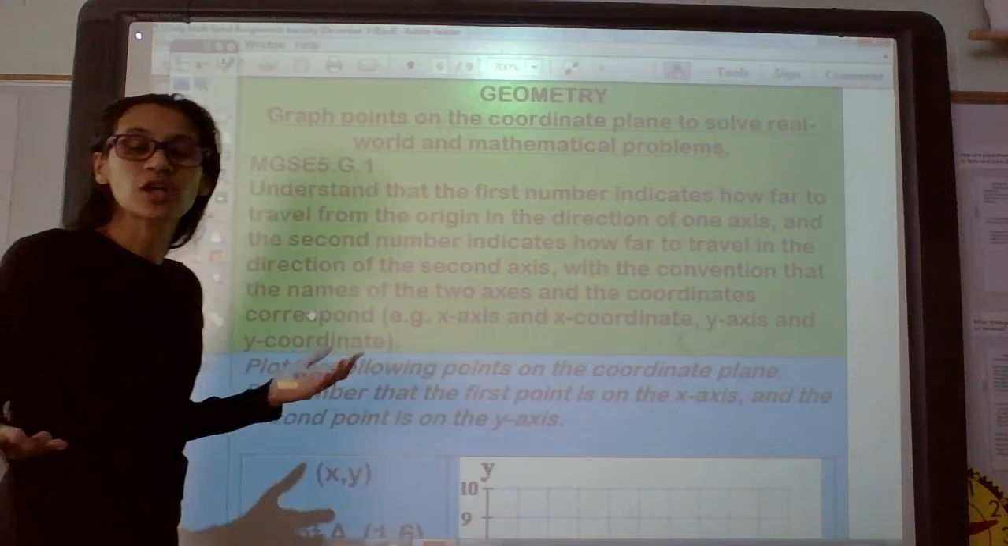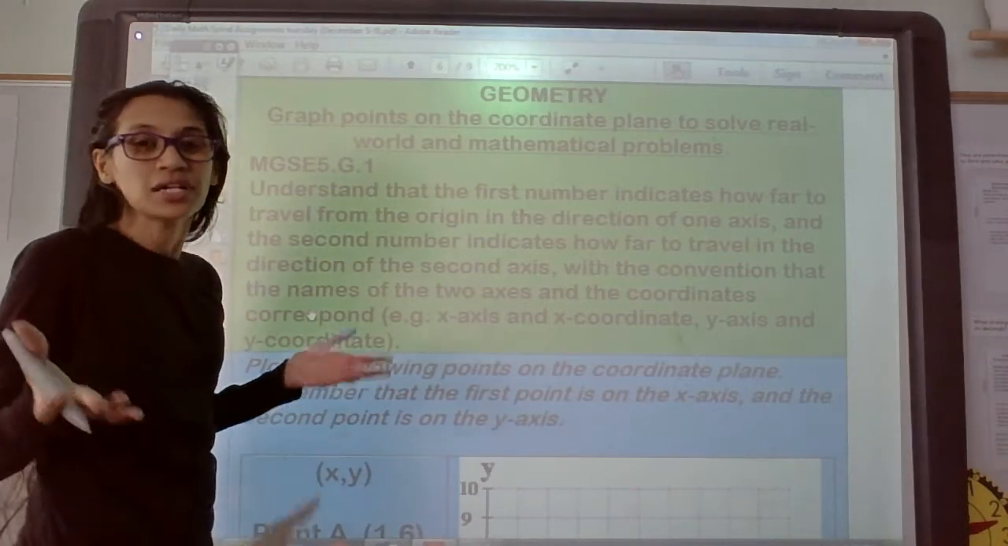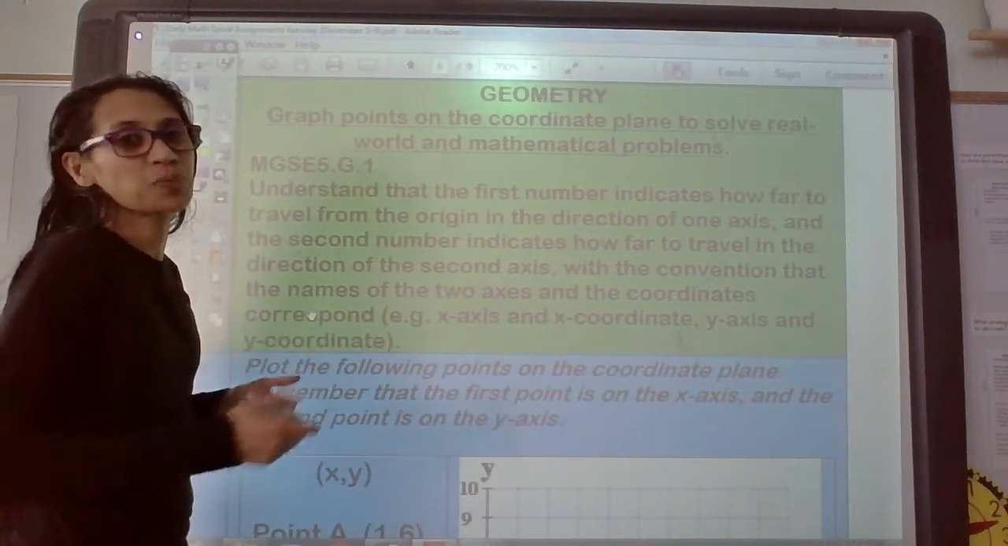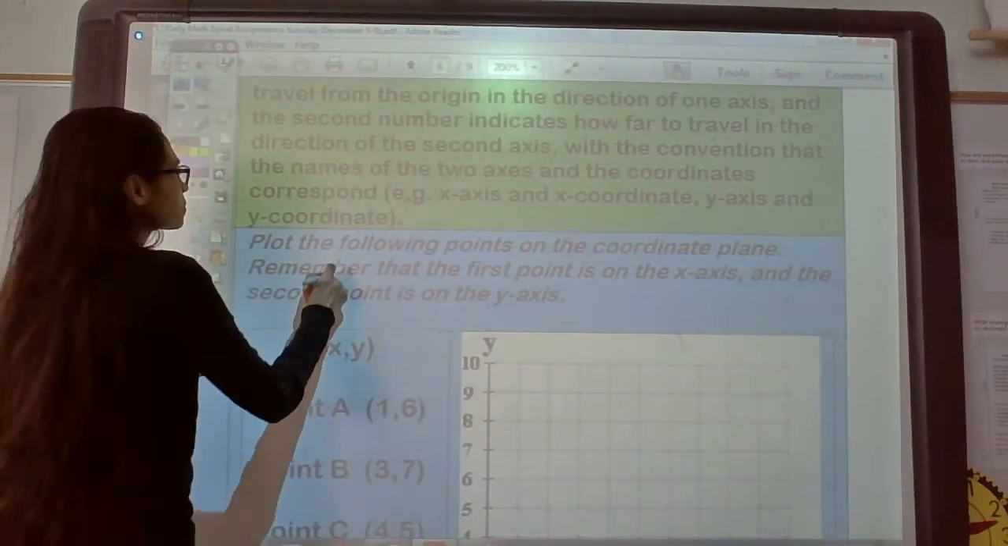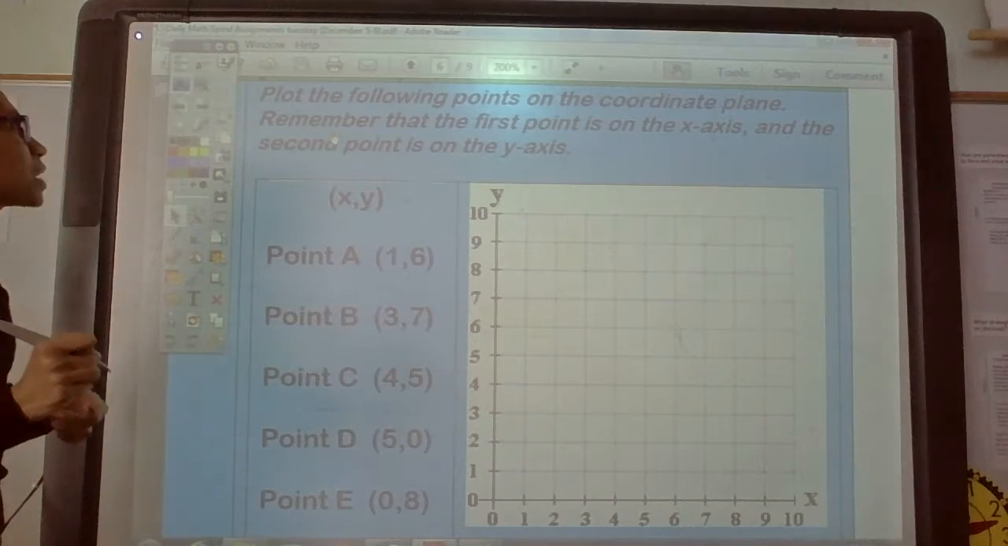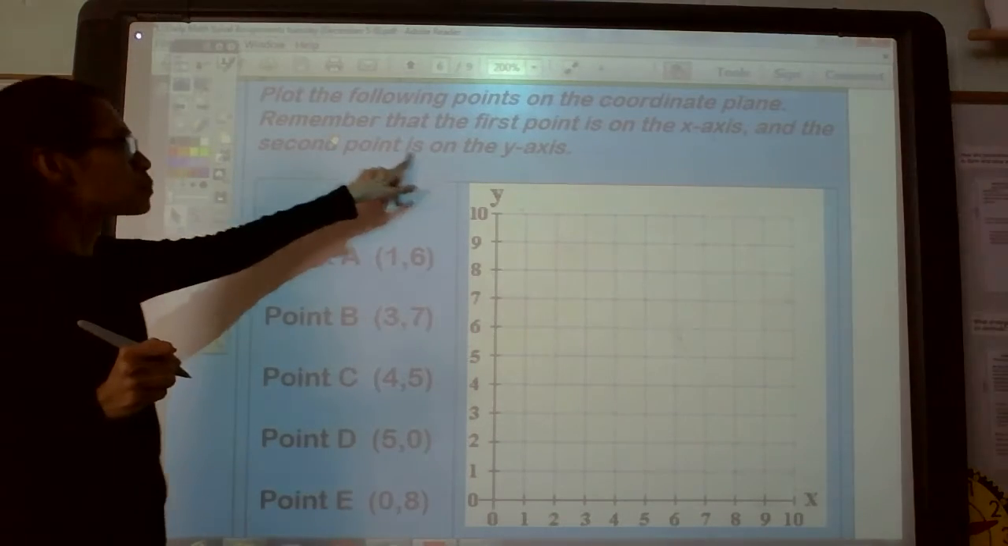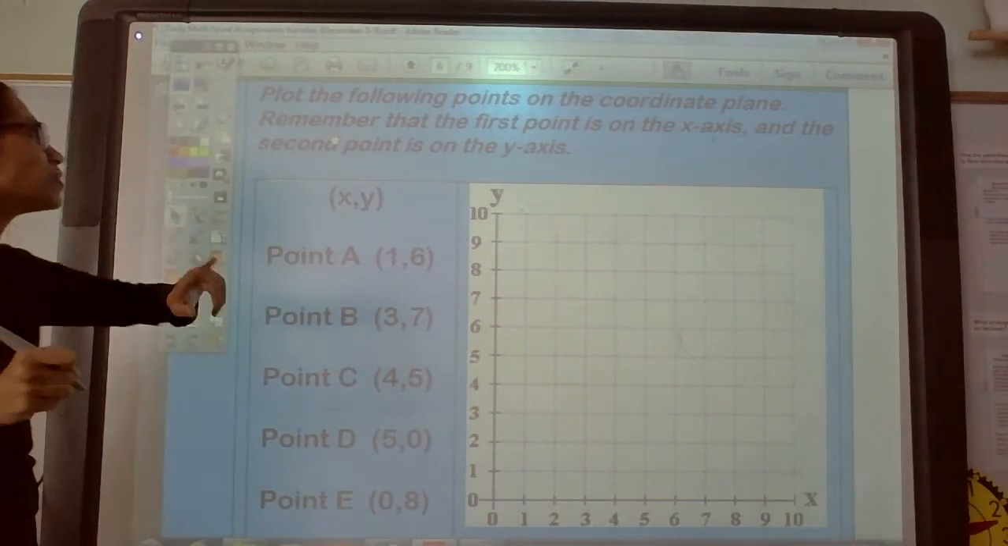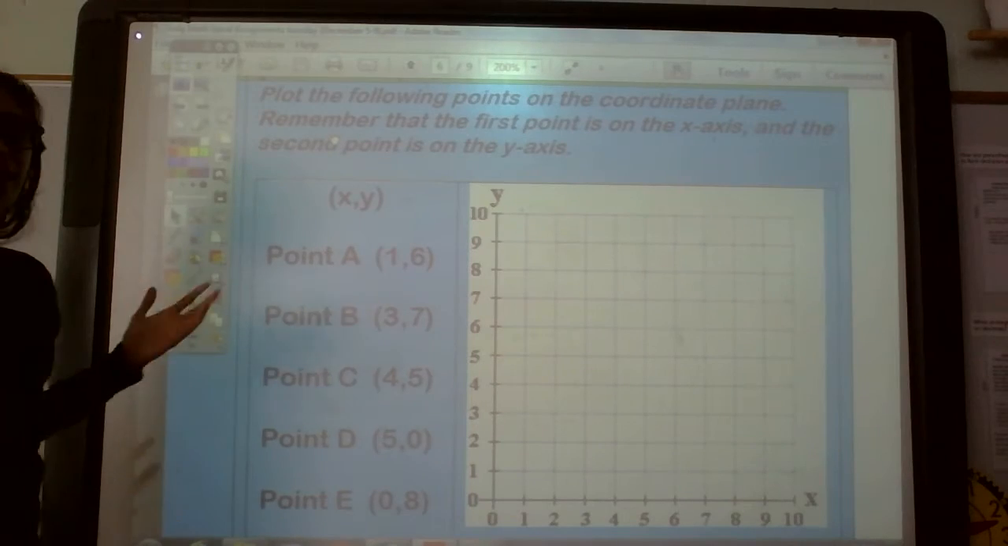Now, we've been working on this all week, so you should be an expert. If you need more help, here's the help right here. Let's do it together. It says, plot the following points on the coordinate plane. Remember that the first point is on the x-axis, and the second point is on the y-axis.